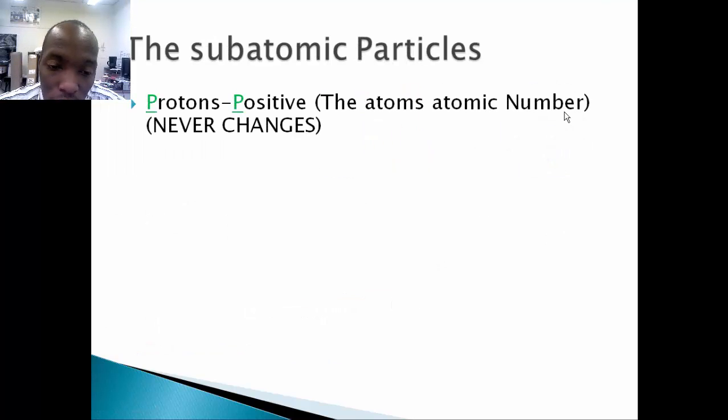Alright, so now we know protons are the positively charged particles, and the protons give the atom its atomic number. This number will never change. If you change the proton, you change the atom, you change the element. So the atom's atomic number is represented by protons. This number will never change.